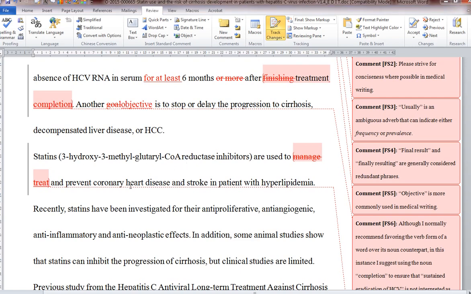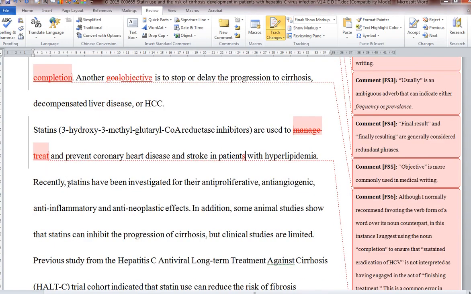I have this: treat and prevent coronary heart disease and stroke in patient with hyperlipidemia. Okay, this is a problem. Patient is a countable noun. We need an article, either the patient or a patient, but in this instance, they're being general. We're going to refer to patients.